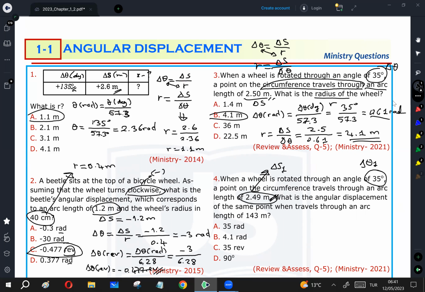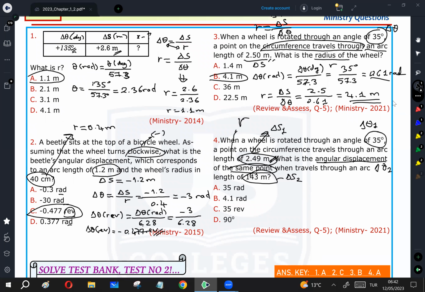And the question says the same point, and the radius for this point when it's moving on a circle is the same. You are going to first calculate the radius from the first given information, and after that you are going to use this radius for calculating the angular displacement delta theta 2 for the second arc length, delta S2. So first calculate R from the first given part. Here again 35 degrees. In fact, we did this in question 3.